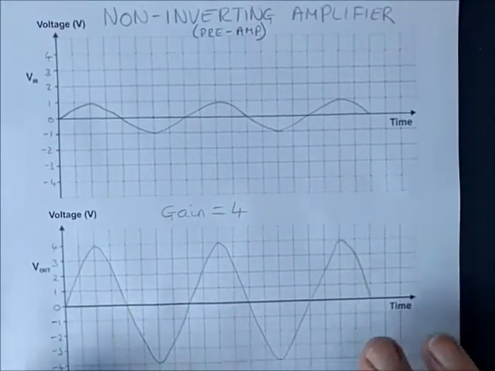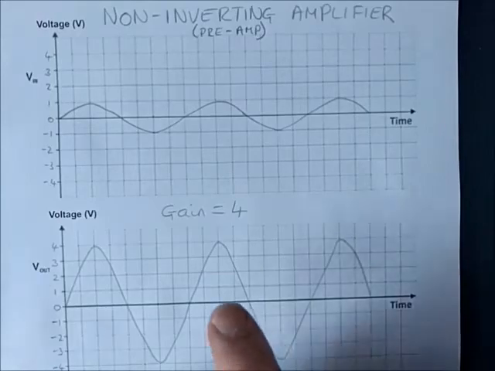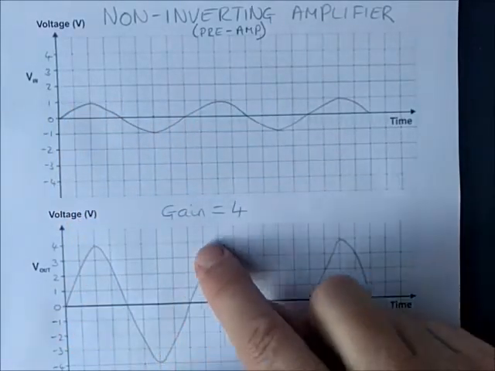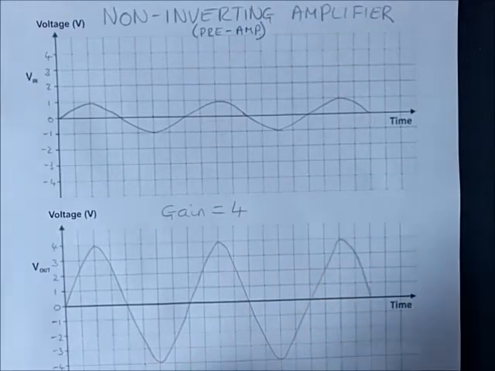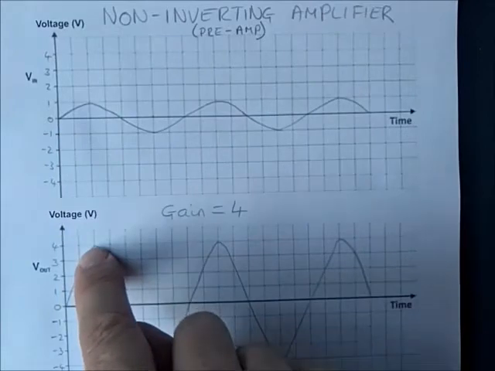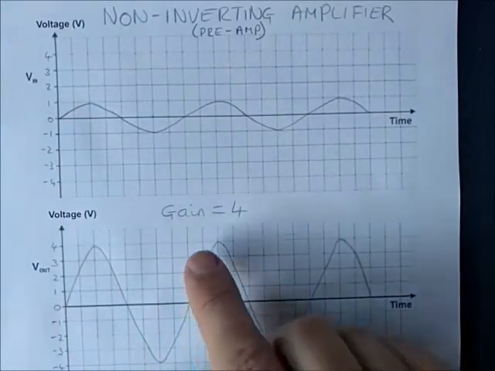This is a non-inverting amplifier. So what it means is the signal is exactly the same way up for the input and the output. So it's non-inverting. So when it's high here, it's going to be high on this graph. It's going to be 4 times as high.